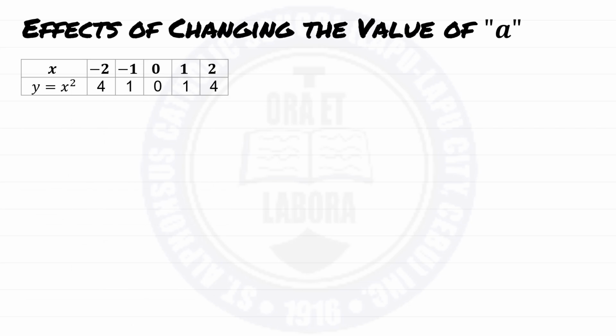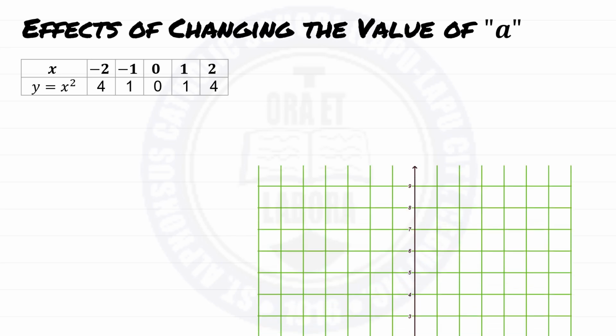Given that y equals x squared, x would be -2, -1, 0, 1, 2, and the value of y respectively is 4, 1, 0, 1, 4. Use this table of values in creating the graph.